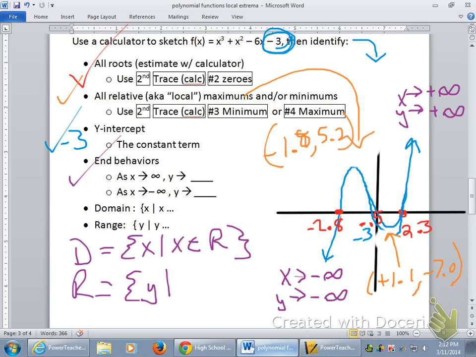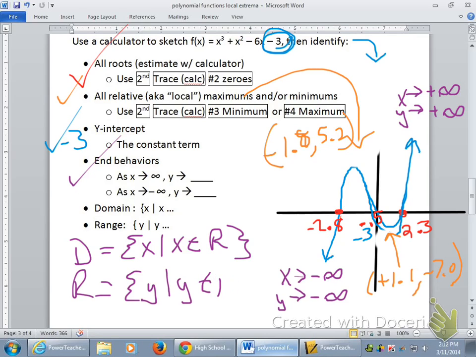What about my y's though? As I pick any number in the world for my x's, what kind of y's do I get out? I get all of them again, don't I? Because these go forever up and these go forever down. I get them all. So my y's are also all real numbers.